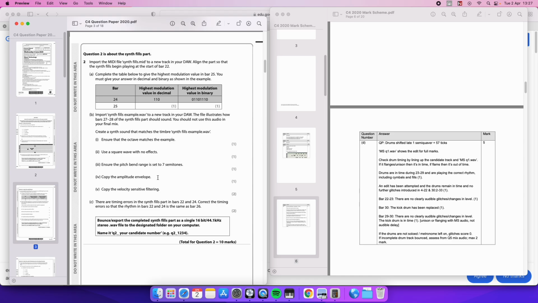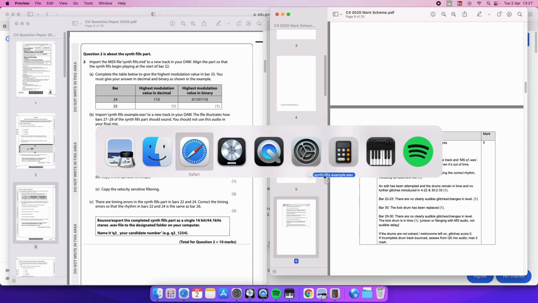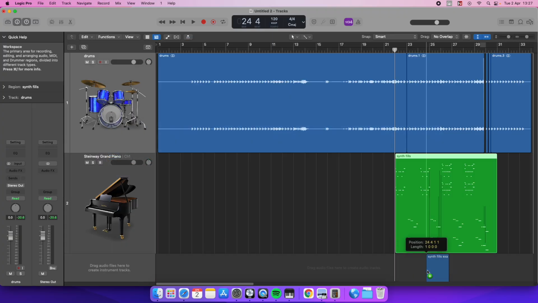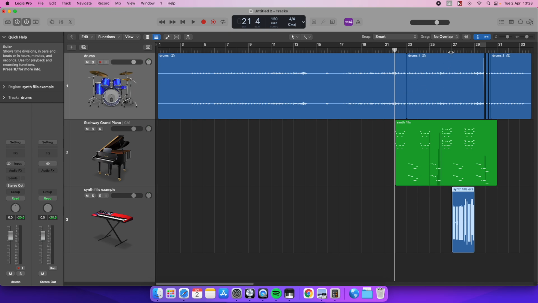Import synth fills example. This illustrates how bars 27 to 28 should sound. So let's have this synth fills example and go to Logic. Pop this down. Let's say 27 to 28. You should not use this audio in your final mix. This file illustrates how bars 27 to 28 of the synth fills should sound. Create a synth track, a synth sound that matches the timbre of the synth fills example. Let's have a listen to the synth fills example.